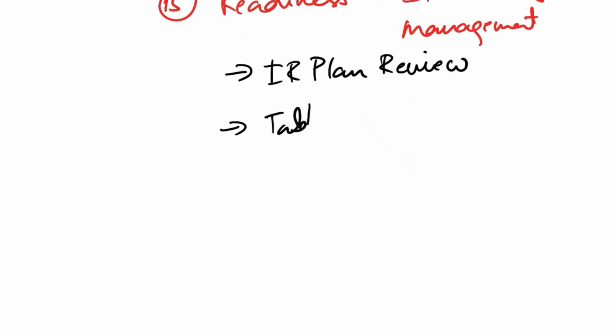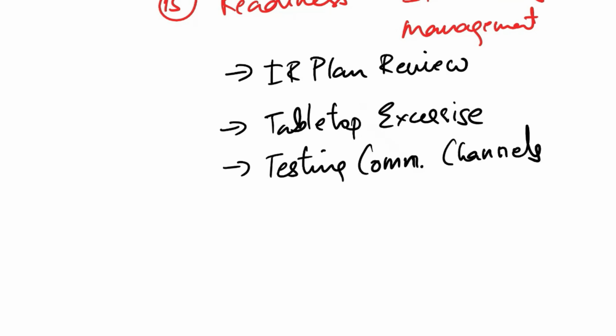Next, tabletop exercise. Conduct tabletop exercises to simulate real world scenarios. This helps assess the effectiveness of the incident response team, communication protocols, and decision making processes. Next, testing communication channels. Assess the readiness of communication channels, both internal and external. This includes ensuring that key personnel can be reached promptly and that there are predefined communication methods during a crisis.